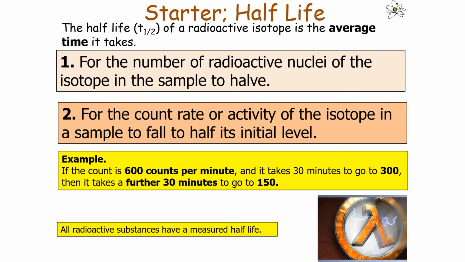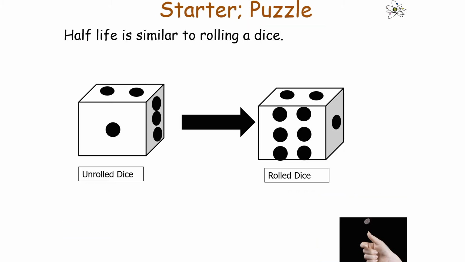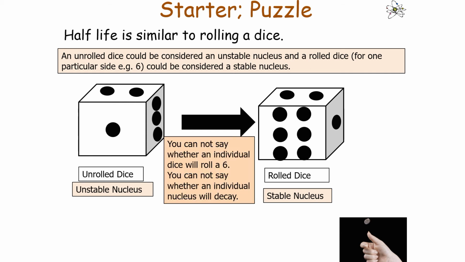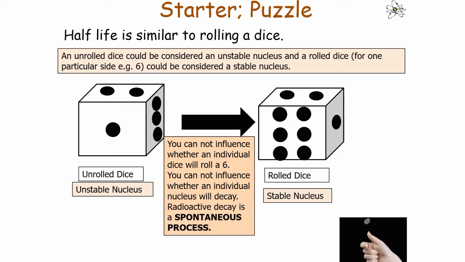Now all radioactive substances have a measured half-life, and it's very similar to rolling a dice. An unrolled dice could be considered an unstable nucleus, and a dice rolled to one particular side could be considered a stable nucleus. Now you cannot say whether an individual dice will roll a particular number, so you can't say whether an individual nucleus will decay. So we say radioactive decay is a random event, and also you cannot influence whether an individual dice will roll a particular side, so you can't influence whether nuclear decay will occur. So radioactive decay is a spontaneous process.